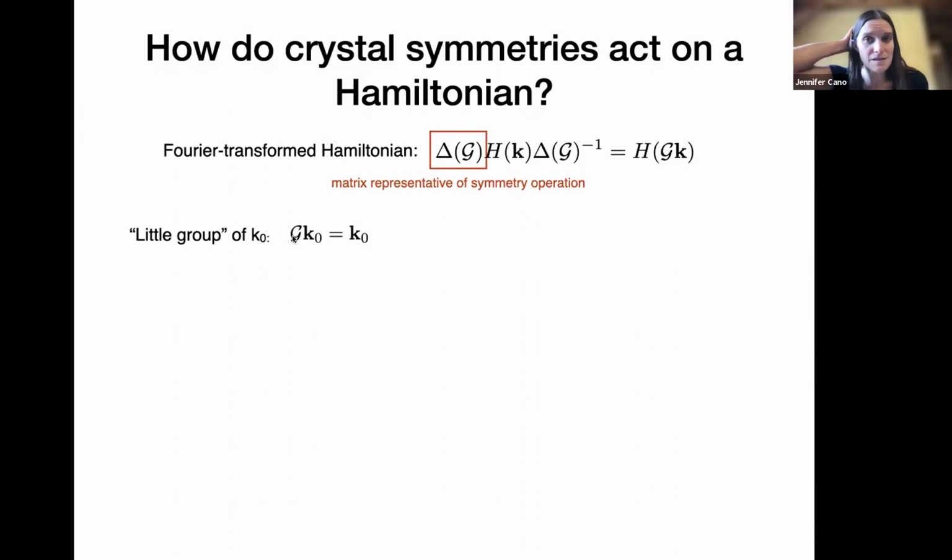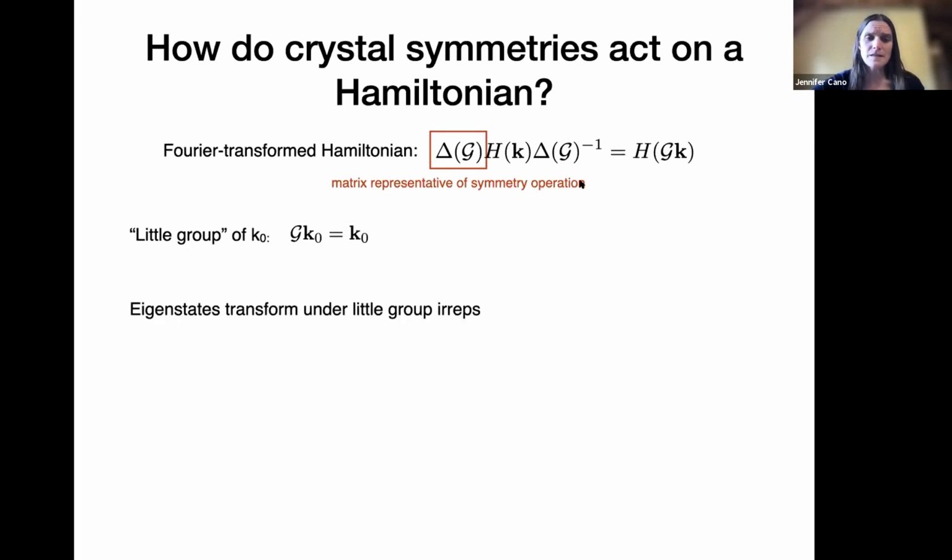For each k, we can define what's called the little group. These are the symmetries that leave k invariant. And so you can see that the little group of k plays a special role up here, because when k and Gk are the same, then the symmetry will commute with the Hamiltonian. Let me say it differently. The symmetries always commute with the full Hamiltonian, but if G is in the little group of k, then the symmetry will commute with the Hamiltonian at that particular k point. The Hamiltonian is block diagonal in momentum space, and if G is in the little group of k, then that block will remain invariant.